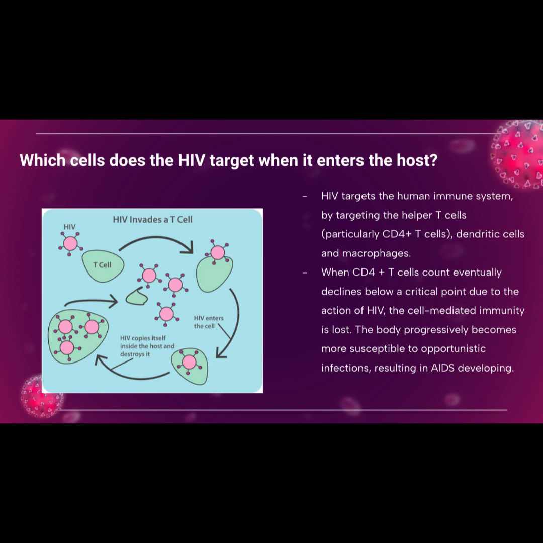HIV invades a T cell by a process called the lytic cycle, where first the HIV virus targets the T cells, then the DNA enters the T cell. Next, it copies its DNA and replicates inside the host cell and completely destroys it.